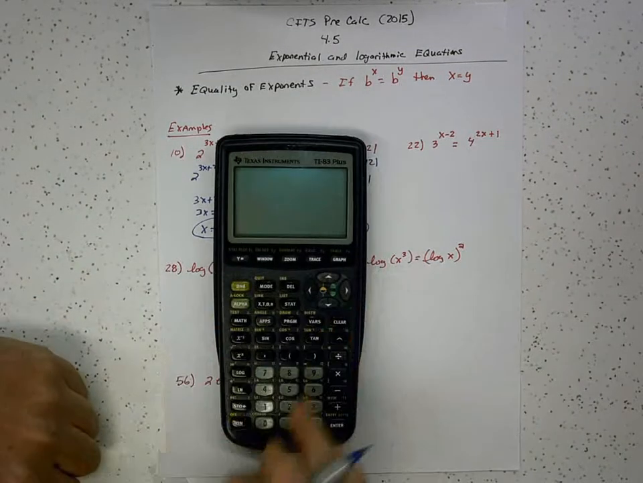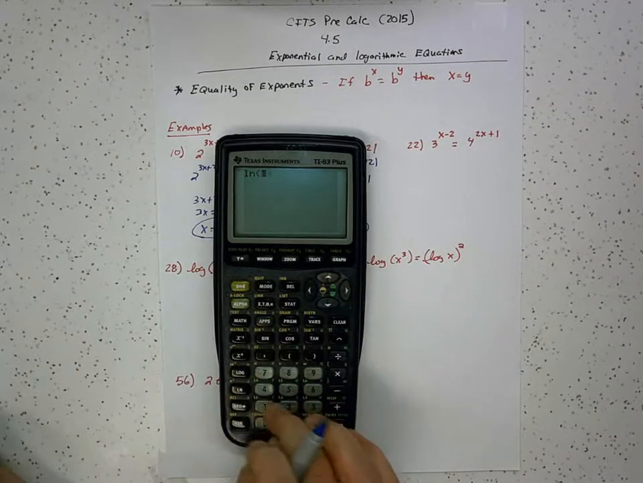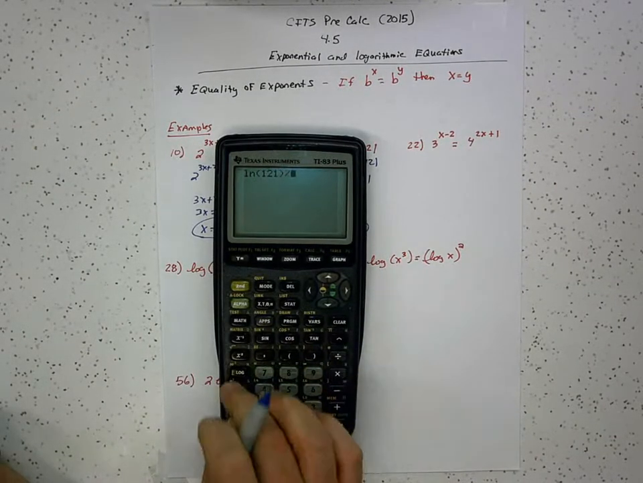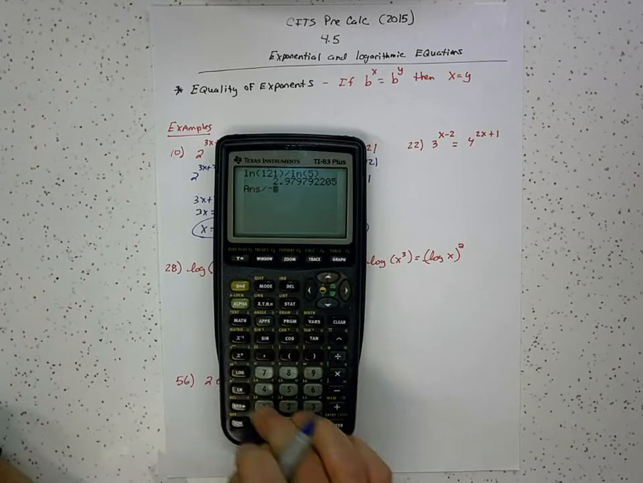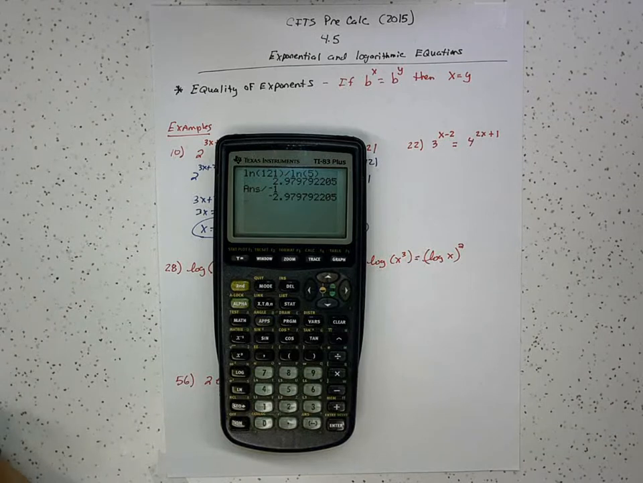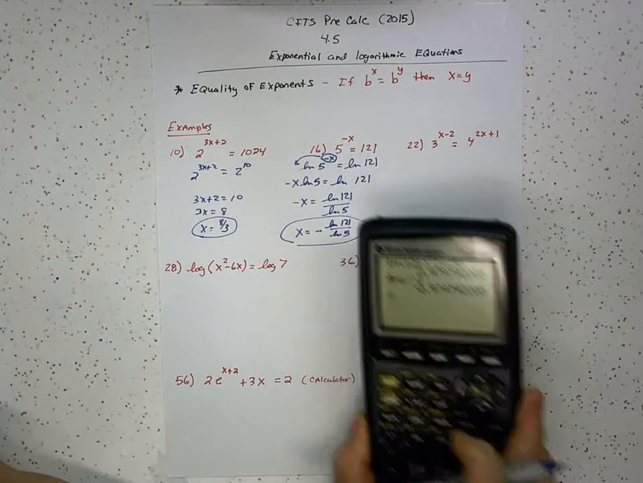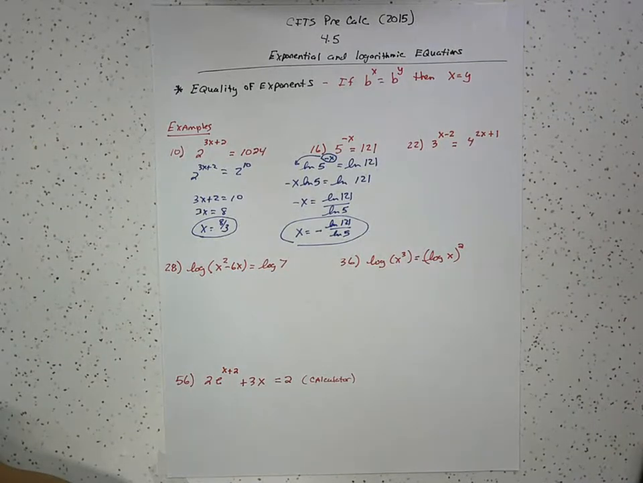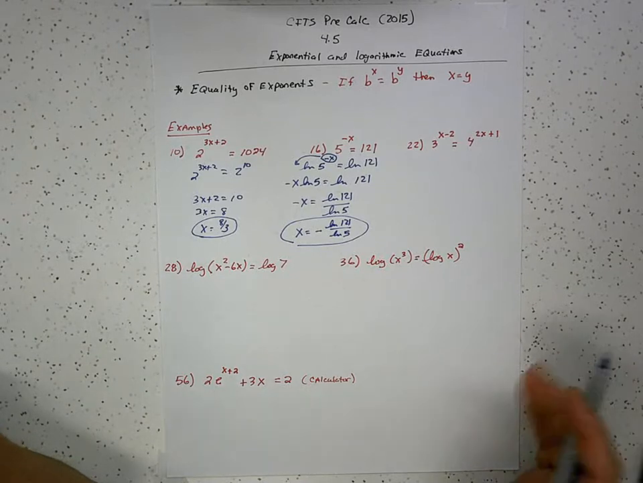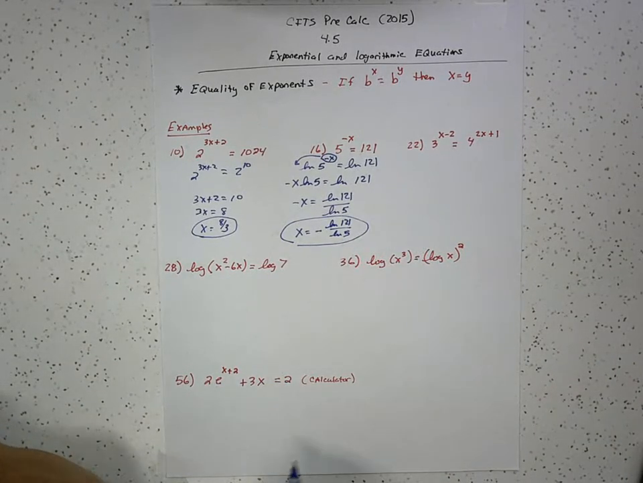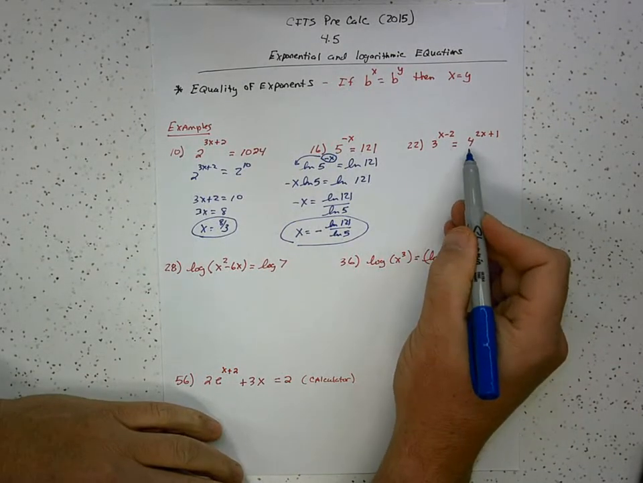So if I wanted to find that value of x real quickly, I could take the log of 121, divide that by the log of 5, and then divide it by negative 1. And I've got the value of x to decimal places. This is the exact answer. The rest of these are going to ask us just to find exact answers, or be able to get them in that form.